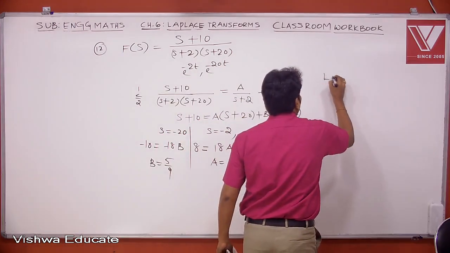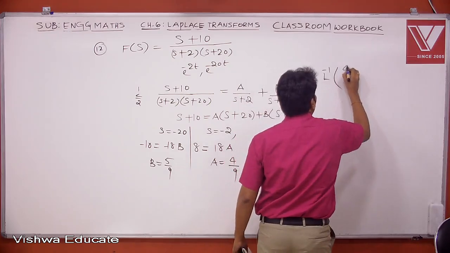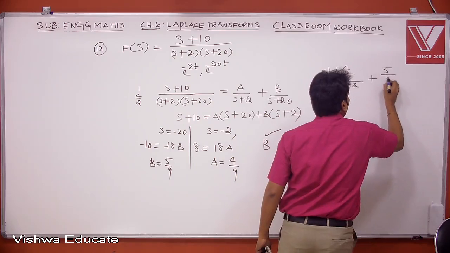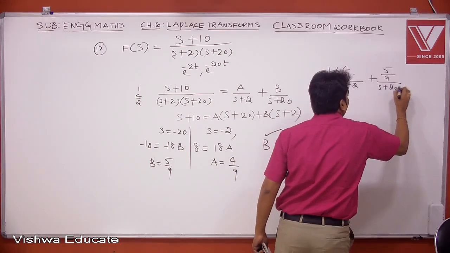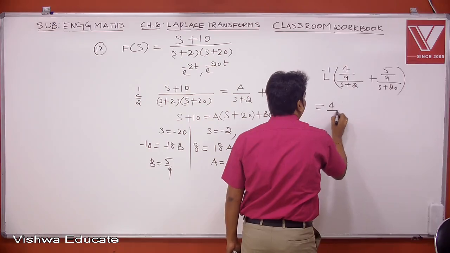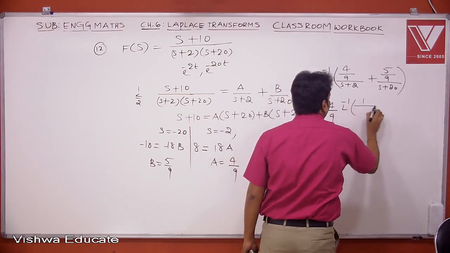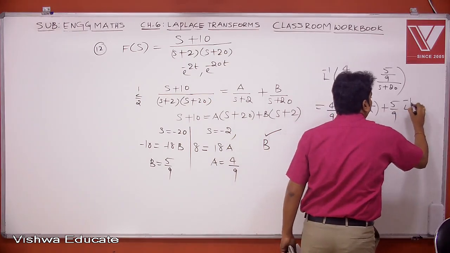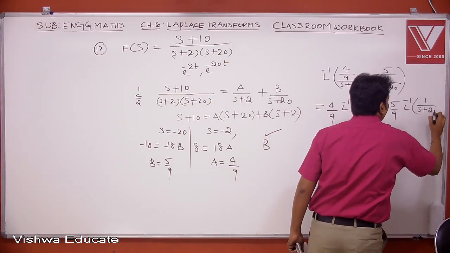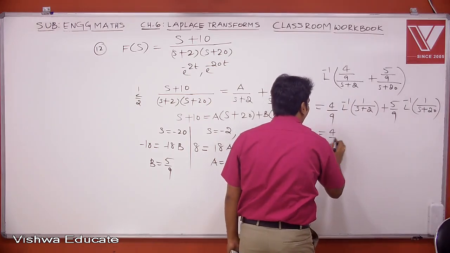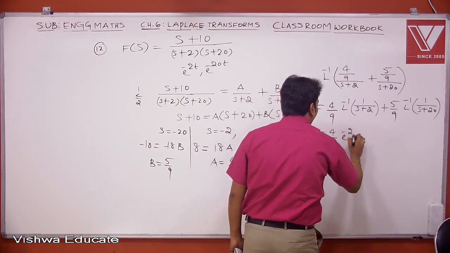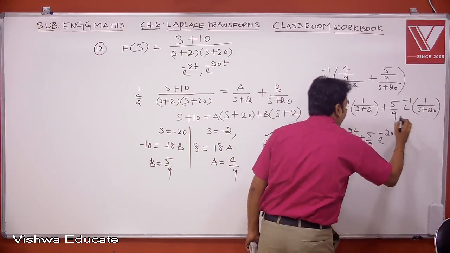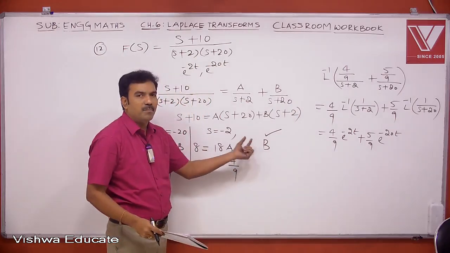Therefore this is L inverse of 4 by 9 divided by (s plus 2) plus 5 by 9 divided by (s plus 20). Apply the linear property: this becomes 4 by 9 into L inverse of 1 by (s plus 2) plus 5 by 9 into L inverse of 1 by (s plus 20). So therefore this is 4 by 9 into e power minus 2t plus 5 by 9 into e power minus 20t. So that's why it is option number B.